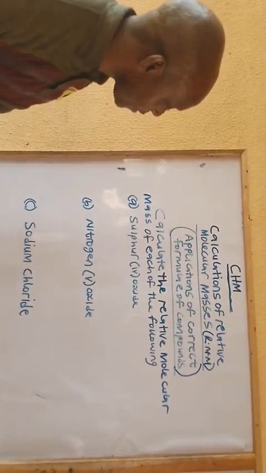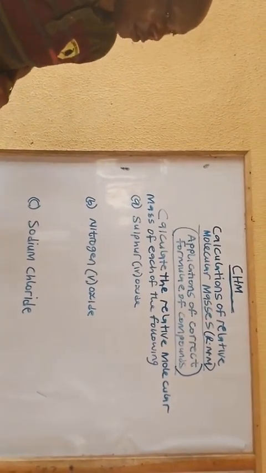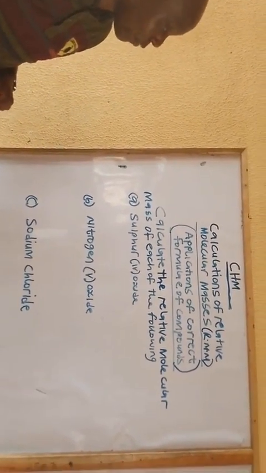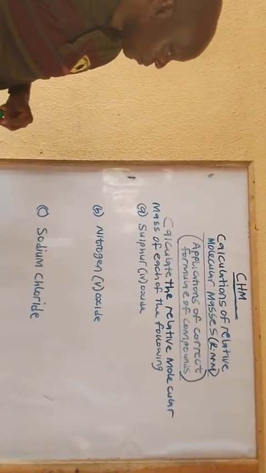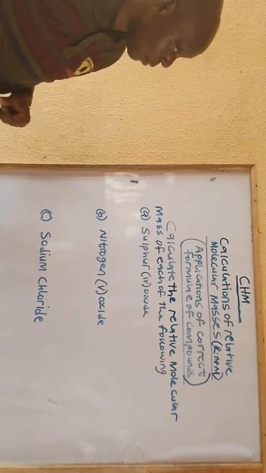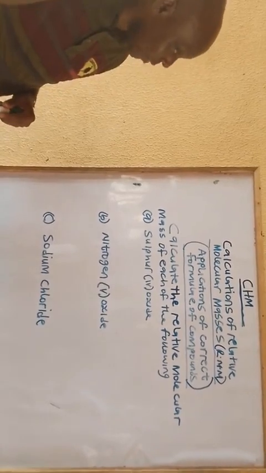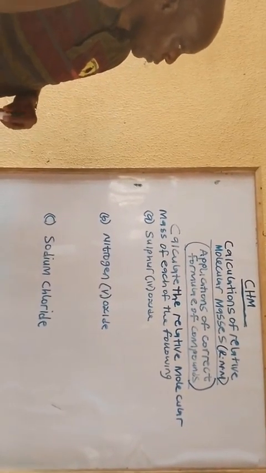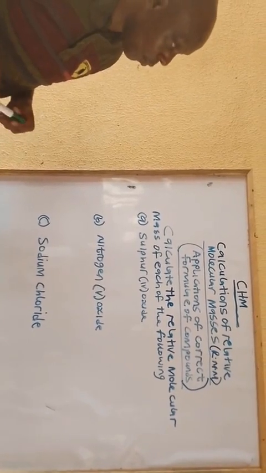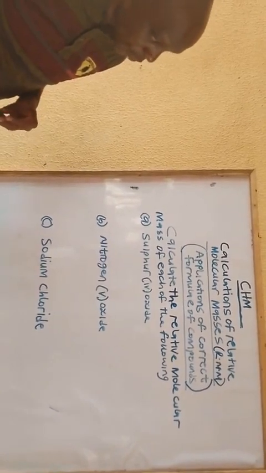Good morning, our esteemed viewers. If you remember in our previous series, we started with the way to write the correct formula of different compounds. And I believe that you must have understood all those ones very well. So today we are looking at the applications of the formula, the application of correct formula through the calculation of relative molecular mass, RMM for short. We are going to look at a few examples written on the board.